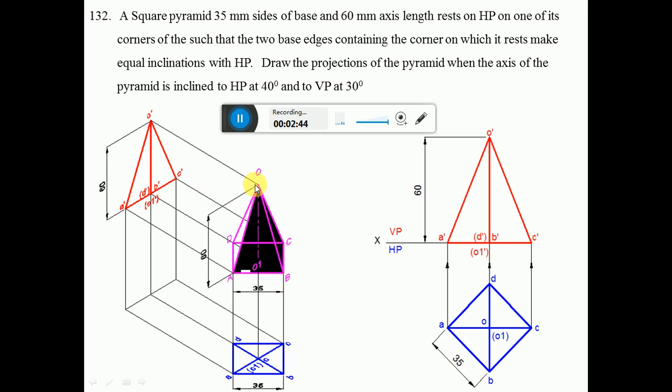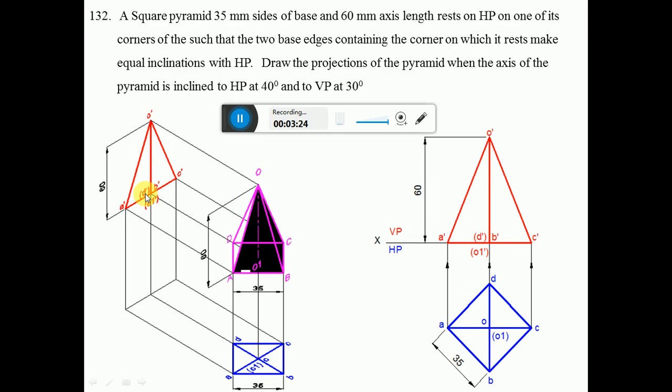Here you have triangular faces: OAB is one, OBC is another, OCD is another, and ODA is the fourth. So a square pyramid has four triangular faces and four slant edges: OA, OB, OC and OD. This is the initial position of the object in three dimensions. The shaded portion is the opaque surface. From the front view, OD becomes invisible, so it will be a dotted line.